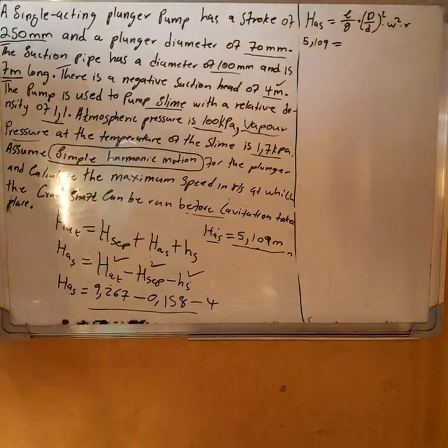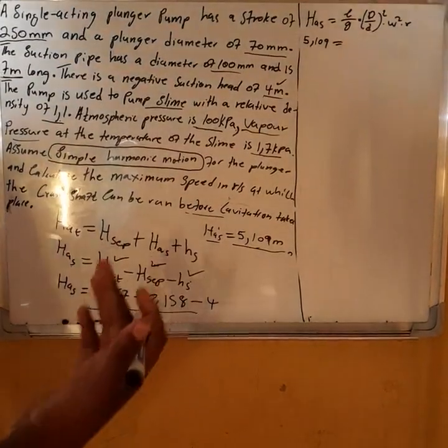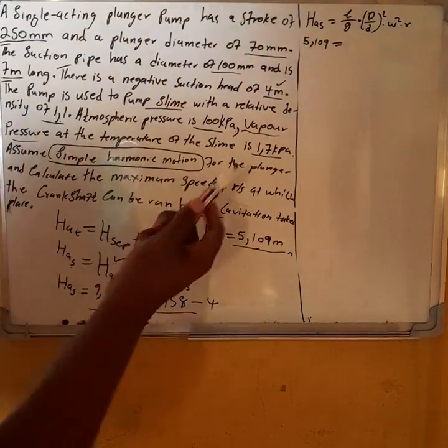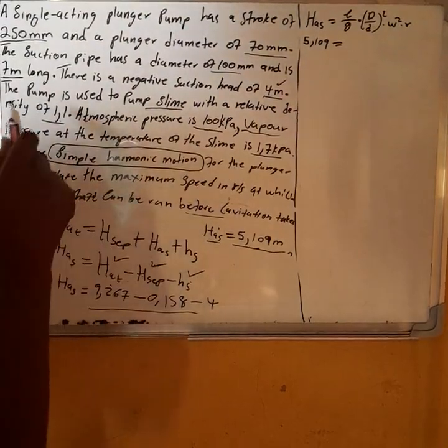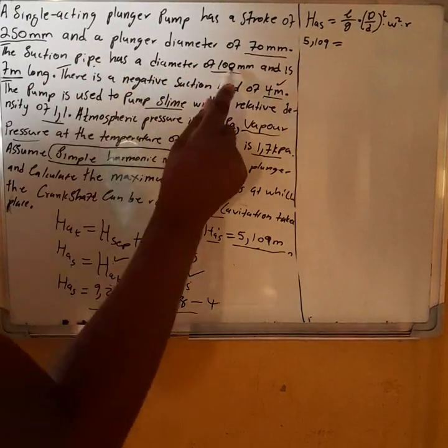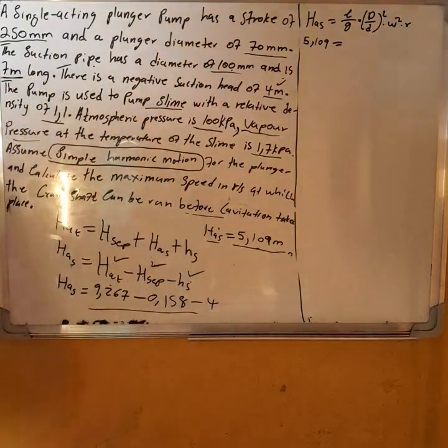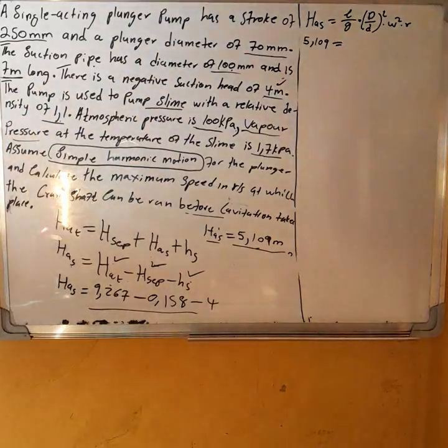What about the length of the pipe? We want to know why the question talks about the length of the pipe. The pipe has a diameter, they've given the diameter, and it is 7 meters long.